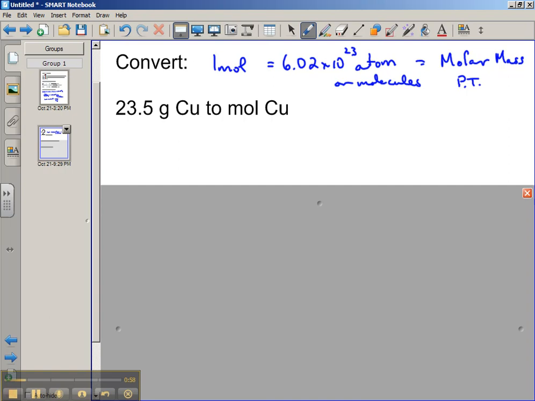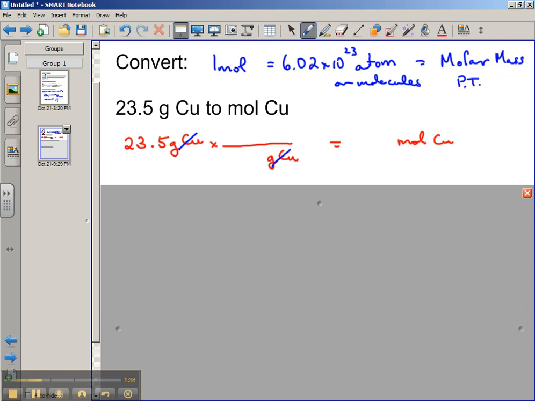Whenever I get a mole conversion, I'm going to start by writing what's been given to me, 23.5 grams of copper. Now, I want to finish in moles of copper, and I'm going to let my units guide me. Because units behave like algebraic variables, I need to get rid of grams of copper because I want my answer to have moles. So I'm going to put grams of copper on the denominator. That way these two units are going to cancel. It's like x divided by x is 1.